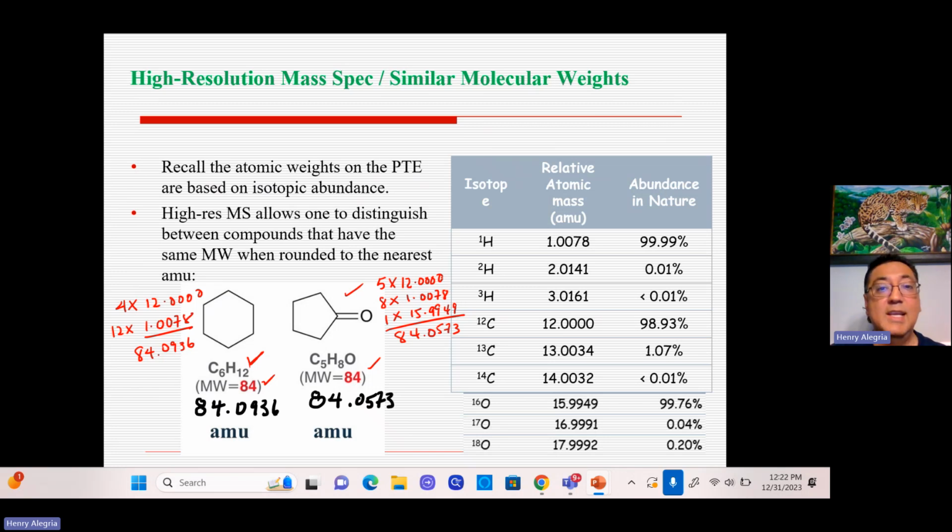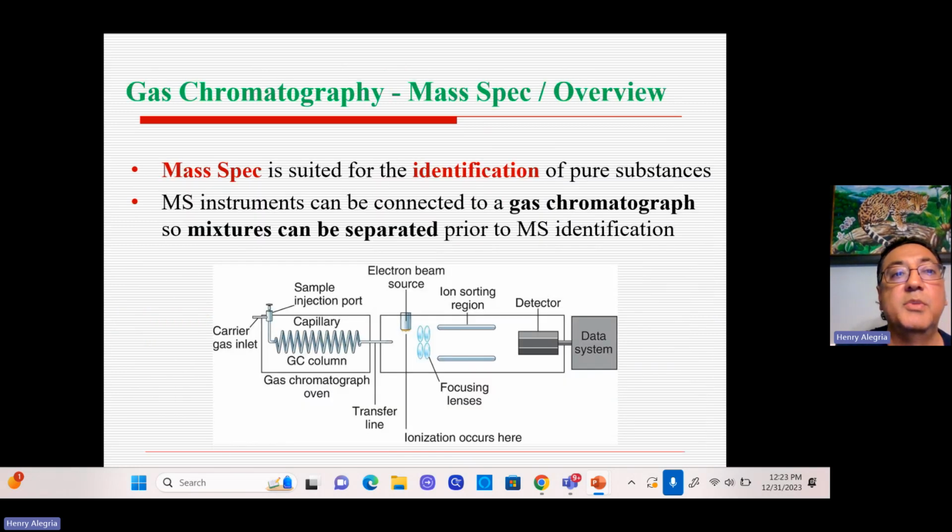They're not 84. And if the instrument is a high resolution instrument, it can tell masses up to 4 decimal places. It certainly can distinguish 84.0936 from 84.0573. That is the function of high resolution mass spectrometry.